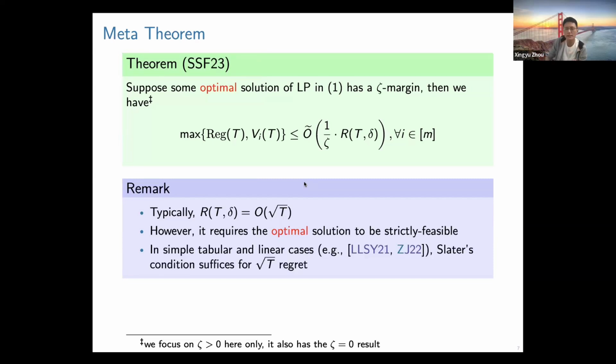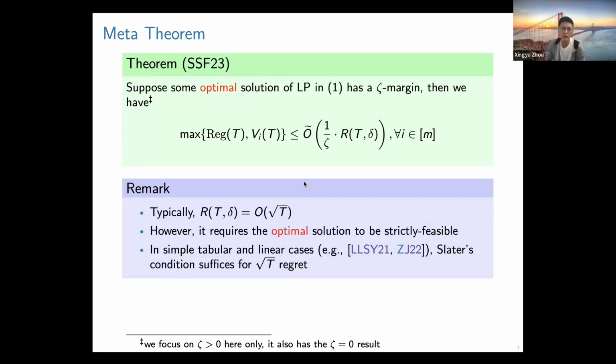Because in many simple cases and in previous work, even with different frameworks and different algorithms, they can show that just the Slater condition suffices for root T regret and constraint violation. The Slater condition basically says that you have a feasible solution. That solution could be suboptimal; it does not necessarily have to be the optimal solution that is strictly feasible. If you can find any strictly feasible solution, which is the Slater condition, then previous work has shown that even for simple cases, root T regret is achievable.